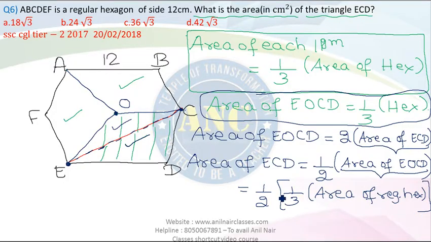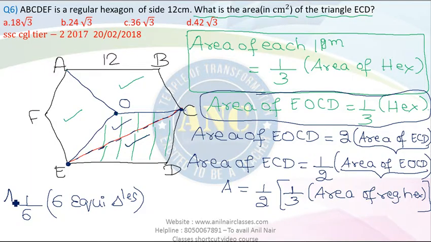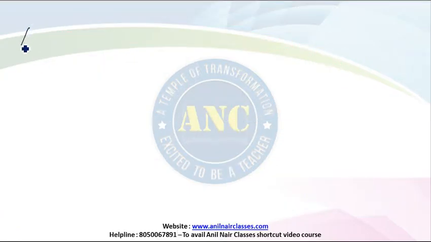And we can also say that 1/2 into 1/3 is anyway 1/6. It is 1/6 of area of regular hexagon, which is nothing but 6 times of area of equilateral triangle. Everything I am linking in this problem, sir. That is the beauty. So area of triangle ECD is nothing but equal to 1 by 6 into 6 times of equilateral triangle, 6 will cancel.